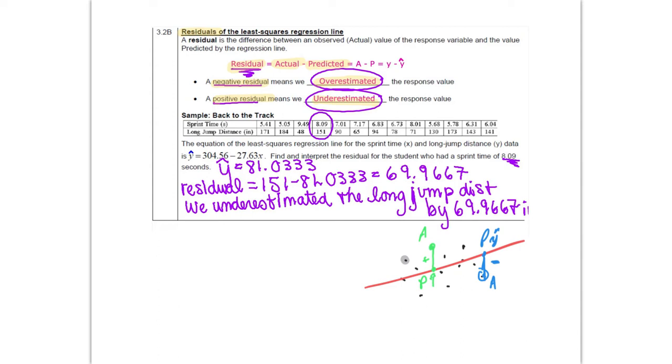We're looking at find and interpret the residual for a student who had a sprint time of 8.09. That's right there, we circled that already. What do we predict their long jump distance will be? So we replace x with 8.09, and we get 81.033. This is our predicted value, and 151 is our actual value. So we calculate the residual, 151 minus our predicted value, and we get 69.96, 69.97. So we underestimated his long jump distance, because our residual is positive.